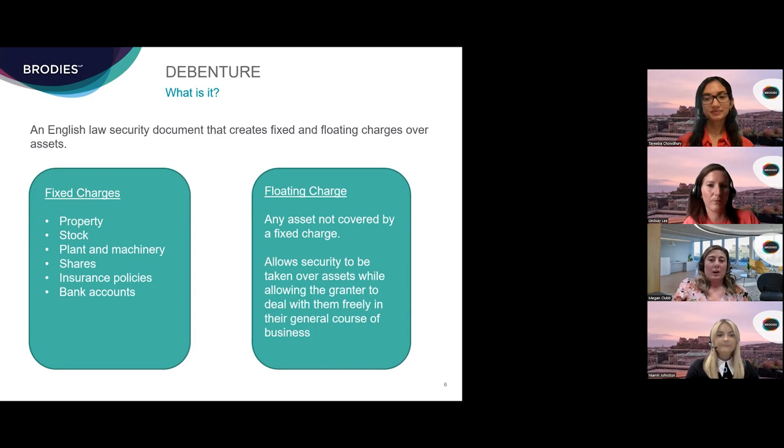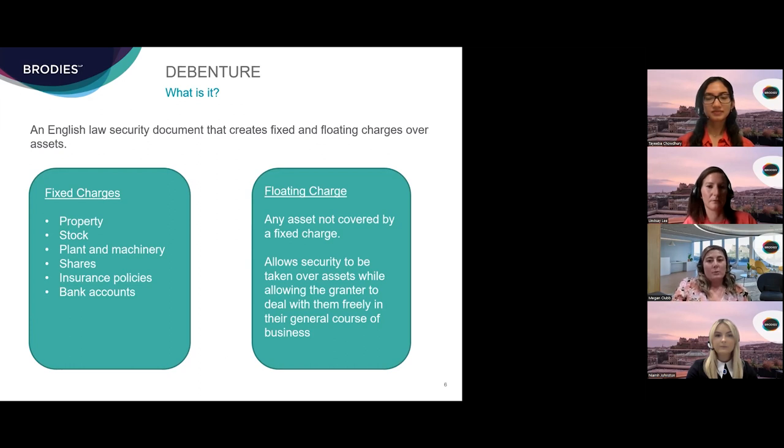Floating charges are a common feature of banking transactions in both England and Scotland, where the borrower is a company or an LLP. Floating charges can capture the whole property and undertaking of the grantor from time to time. As its name suggests, a floating charge essentially floats or hovers above the assets of a company until such point that it is either discharged or it crystallizes. This allows the company to retain possession of the assets and use them as required in their general course of business, including to buy, sell, replace, or otherwise deal with the charged assets.